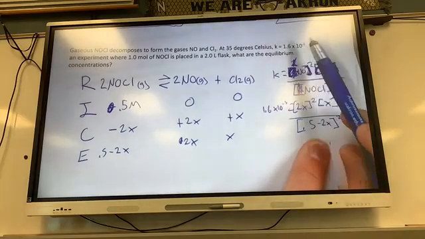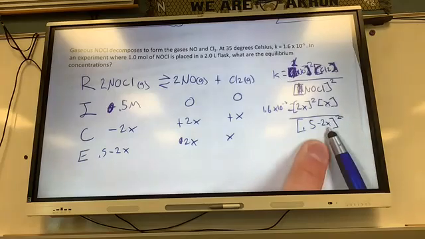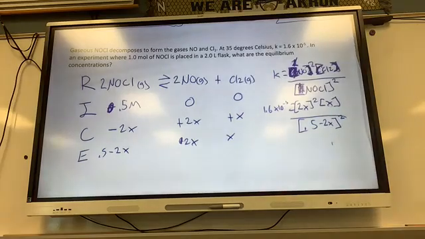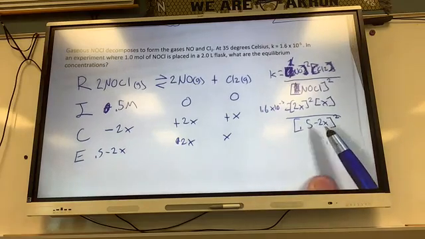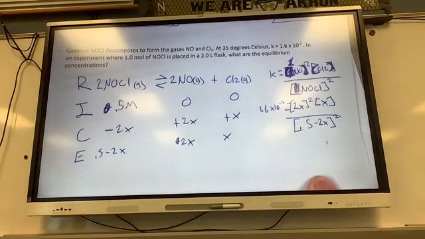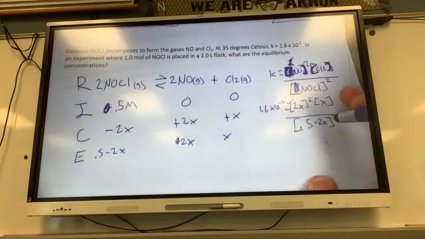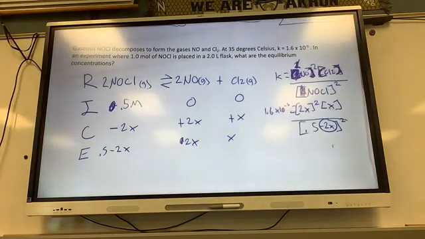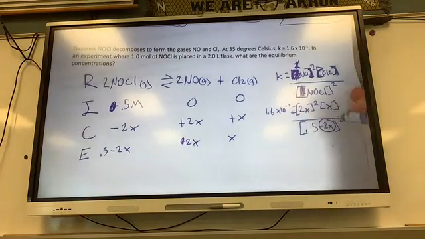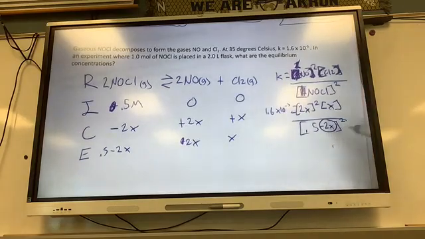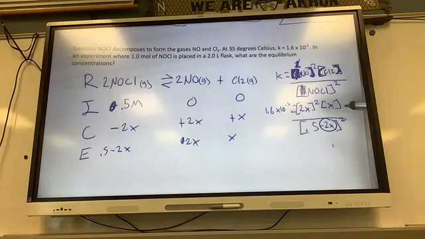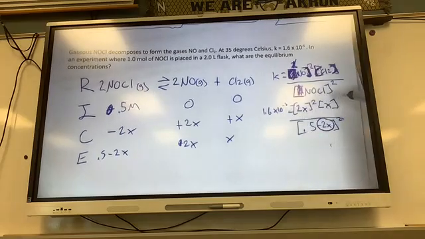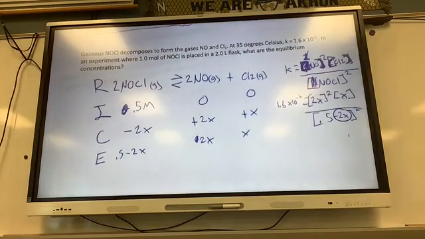Because K is small, by changing this to 0, your answer will be within 5% of what it would be either way. Instead of 0.5 minus 2x, it's just going to be 0.5. Just the one on the bottom. Don't change the ones on the top, because the one on the bottom is where the shifting is happening.